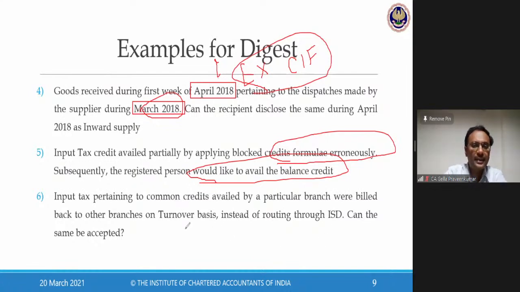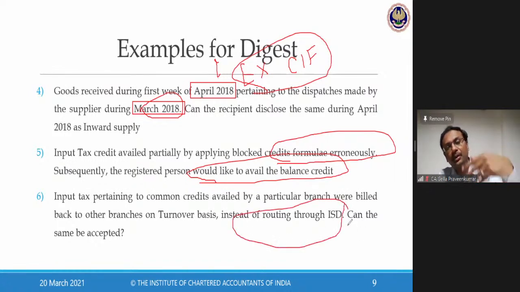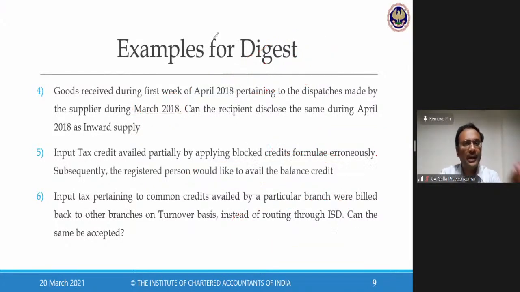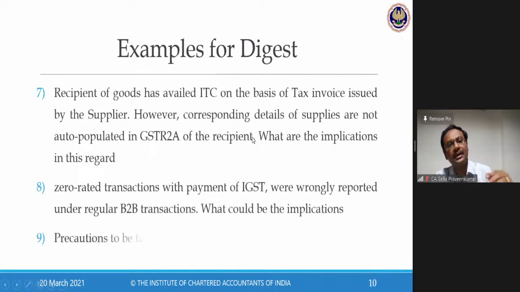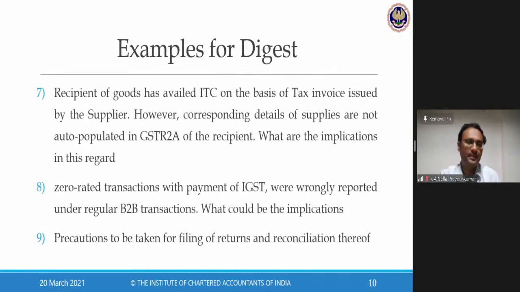Next, input tax pertaining to a particular branch was billed back to other branches on a turnover basis instead of routing through ISD. Now, this is a concept of whether to register as ISD or not. I would advise, get into compliance, read the law the way it has been written. Don't take any shortcuts. Just because you have to get one more registration, just because you have to file one more return, don't advise to bill to the other unit. Rather, get into ISD mode.